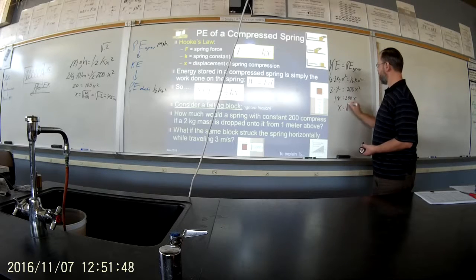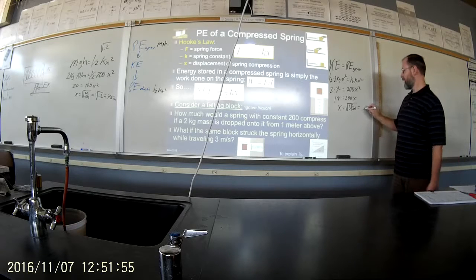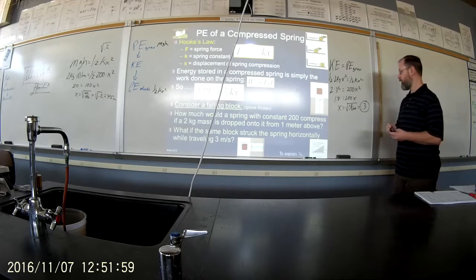So x is the square root of 18 over 200. Which is the same as 9 over 100. 9 over 100. Which you can solve out by hand. That's what I was saying. And you said it's 0.3. 0.3. 0.3. Okay.